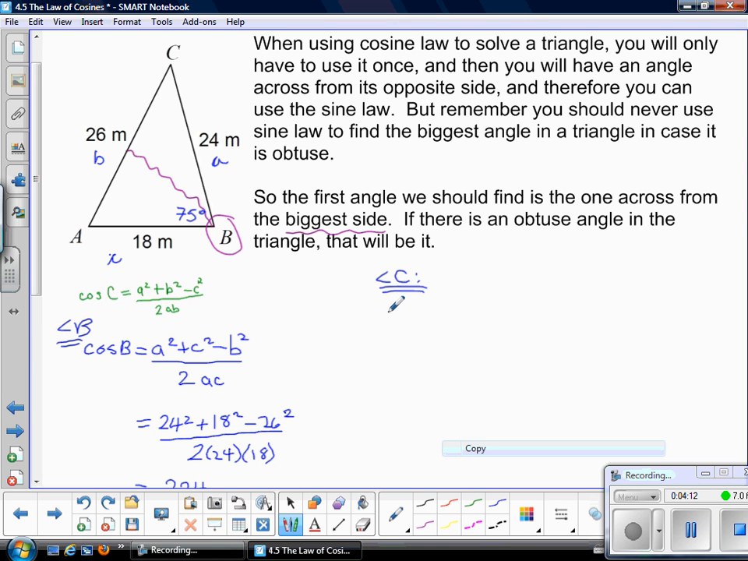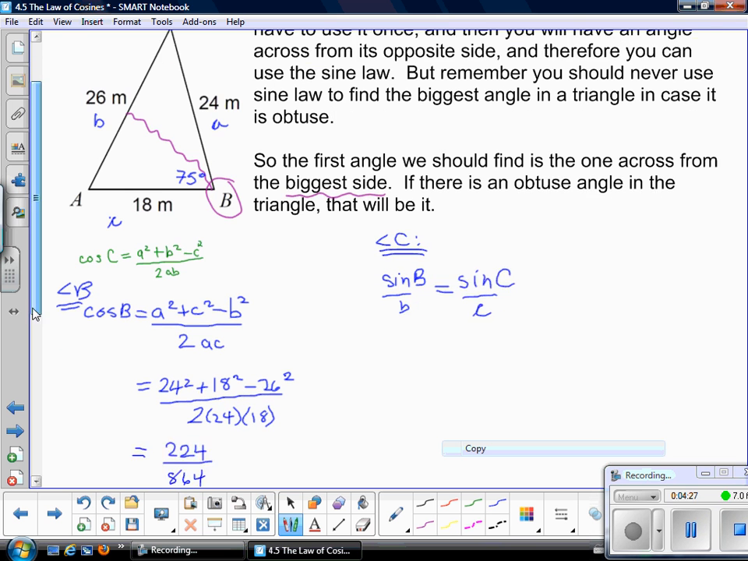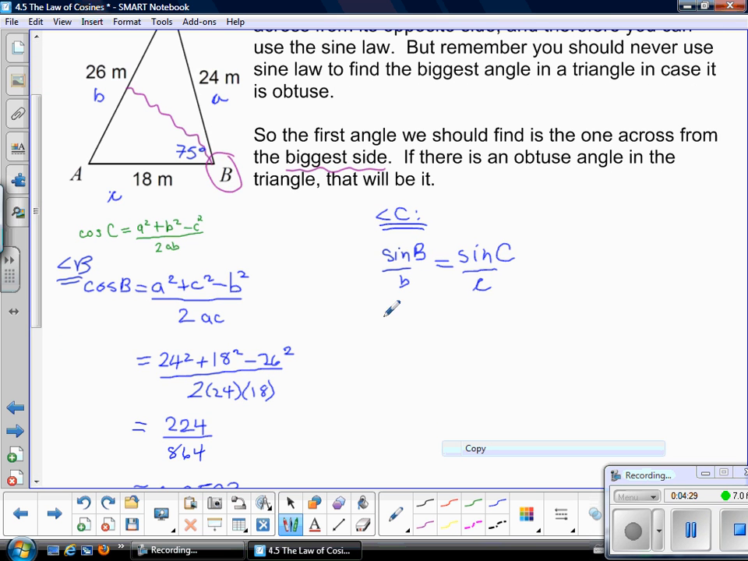Okay, so now if I use the sine law, and because I have B, I know that I'm going to use sine of B over little b equals the sine of C over side C. So it's a matter of substituting our values in. Okay, so B we know is 75 because we just found that number out. And b is 26. Angle C, I do not know what it is. That's what we're finding. And side C is given to us, it's 18.